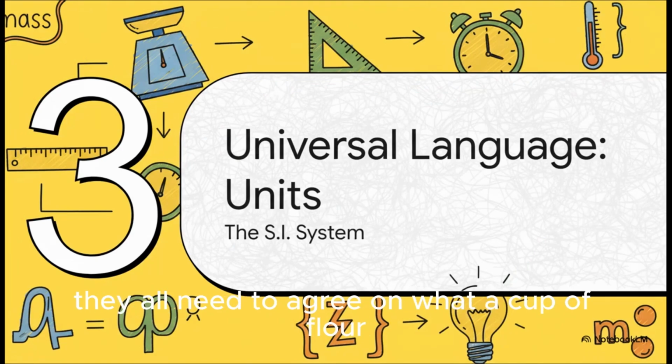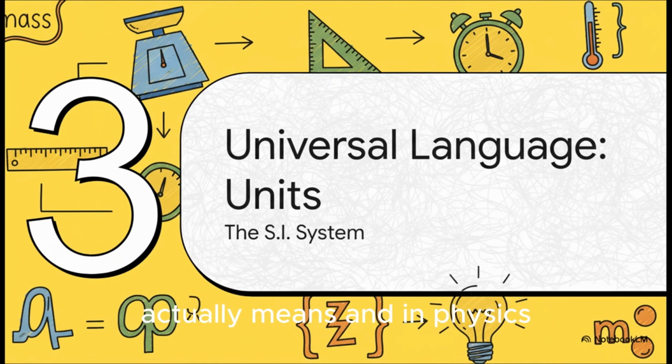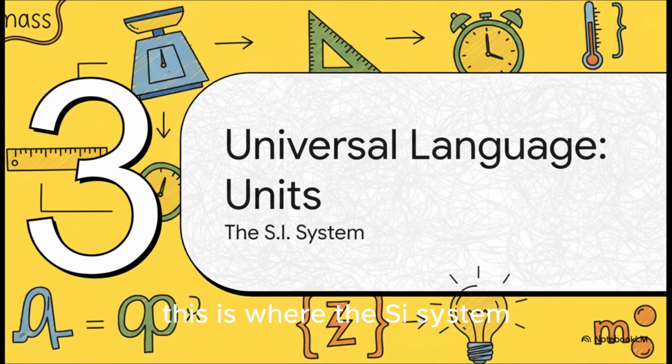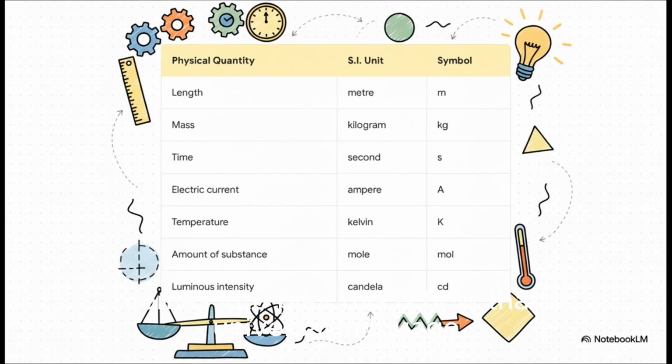Now, if you've got scientists all over the globe trying to cook from the same recipe book, they all need to agree on what a cup of flour actually means. And in physics, that means we need a standardized system of units. This is where the SI system, that's the International System of Units, comes into play. This is how that universal language gets put into practice.